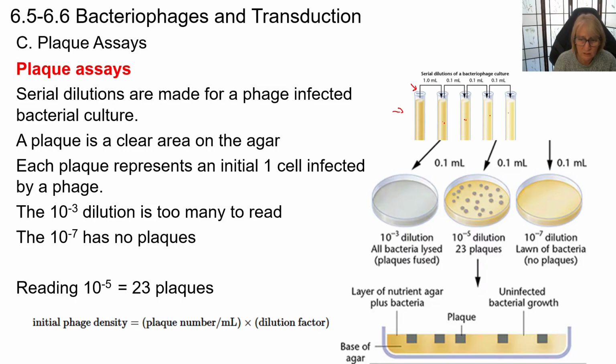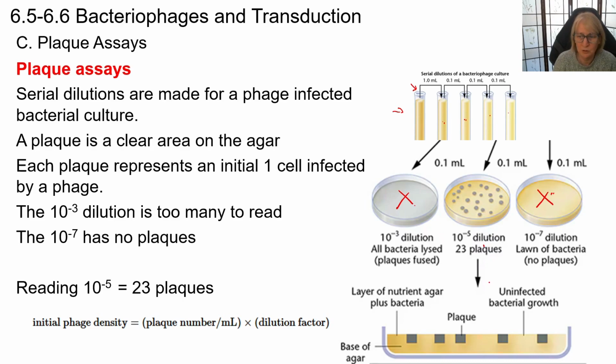The 10 to the 3 here has so many bacteriophages that it killed all of the bacteria. I can't read that as a number. The 10 to the 7 dilution has all bacteria and none of them have been attacked that I can see from the phages. I can't read either of these. They don't give me any information.